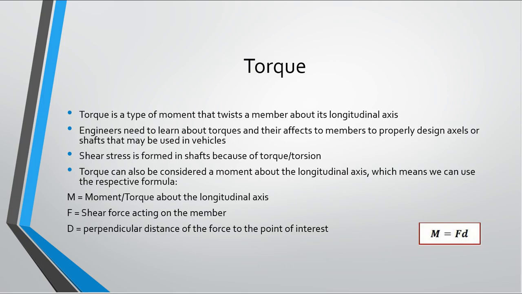Torque is basically a type of moment that twists a member about its longitudinal axis. Engineers need to learn about torques and their effects on members to properly design axles or shafts that may be used in vehicles. Shear stress is formed in shafts because of torque or torsion. Torque can also be considered a moment about the longitudinal axis, which means we can use the formula M = F times D, where M is the moment or torque about the longitudinal axis, F is the shear force on the member, and D is the perpendicular distance of the force to the point of interest.